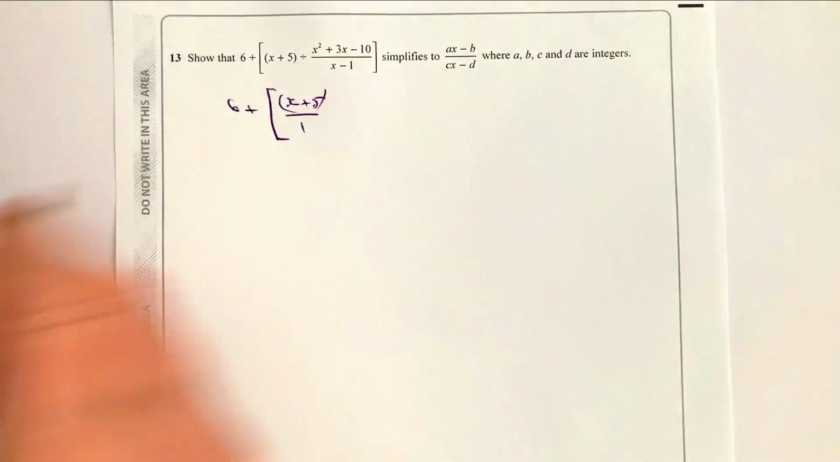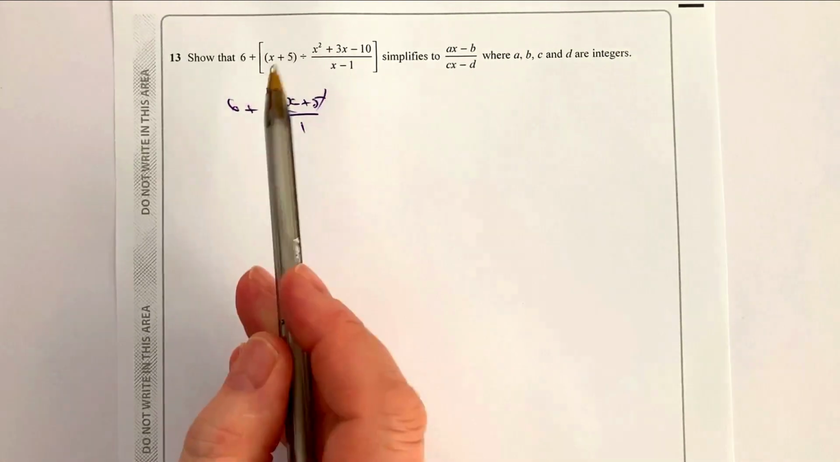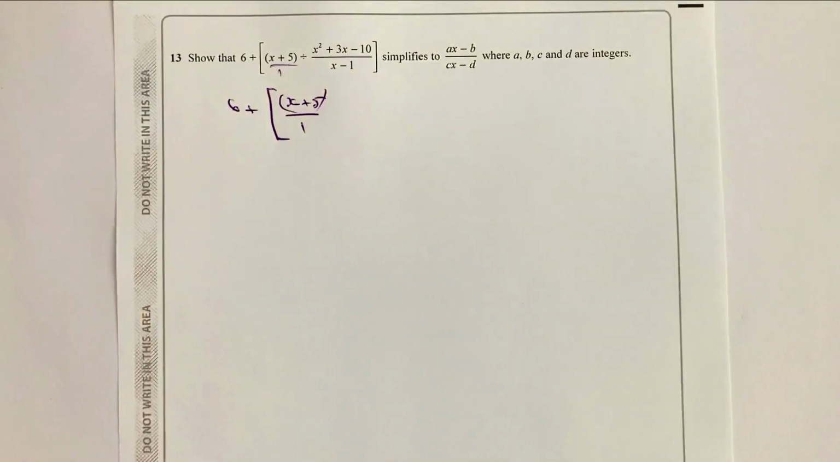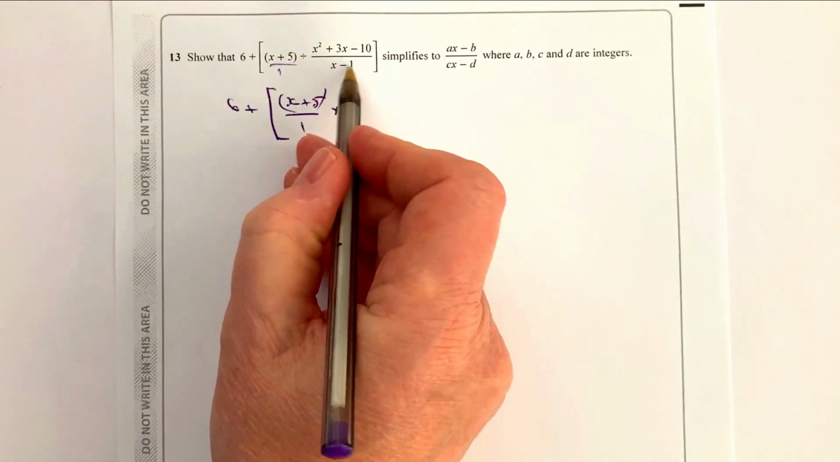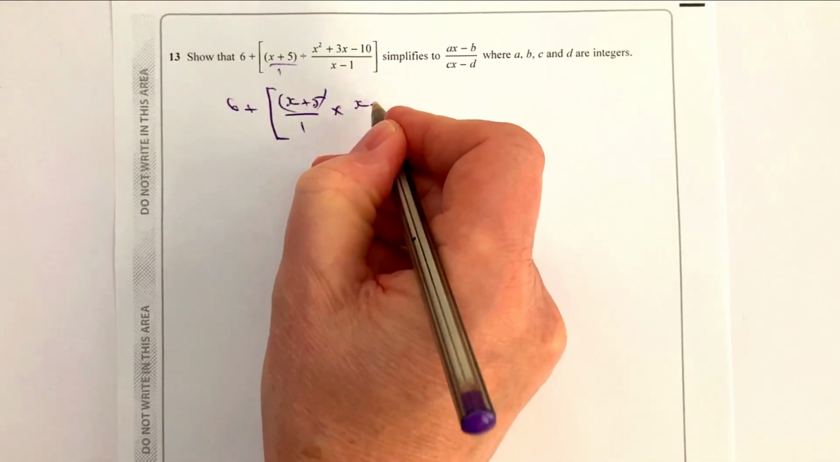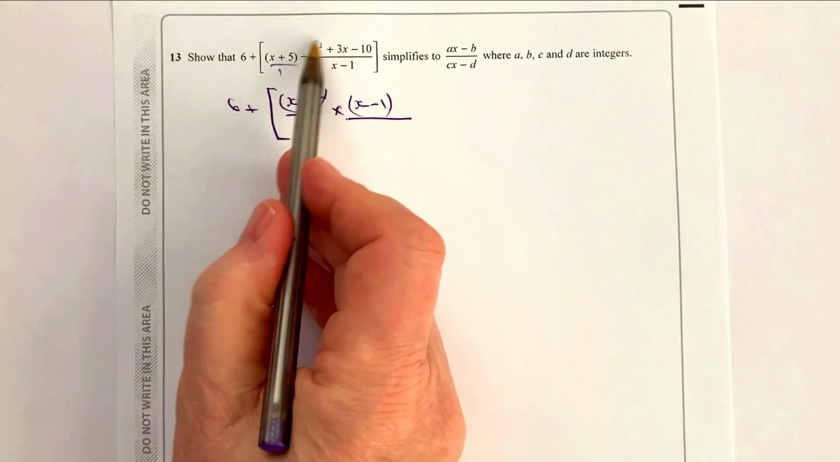And I'm going to write it over 1 because effectively I'm dividing by a fraction. So it's exactly the same as saying x plus 5 over 1. However, when I divide fractions, what I do is I flip and multiply. So I'm going to flip, and then this x minus 1 goes to the top. Okay, and this bottom becomes this one.